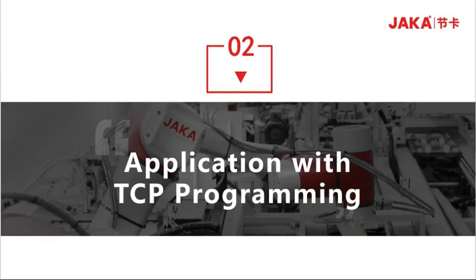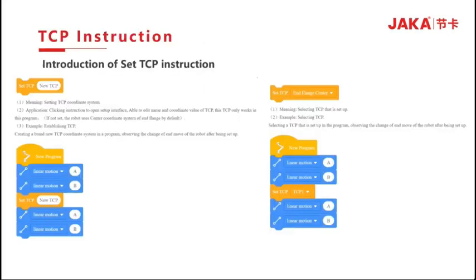Application with the TCP programming. The first Set TCP instruction is for creating a new TCP. With clicking this instruction, you can directly input the TCP position and pose parameters. With the second Set TCP instruction, we could select the End Flange or the other 10 TCPs created in the settings.